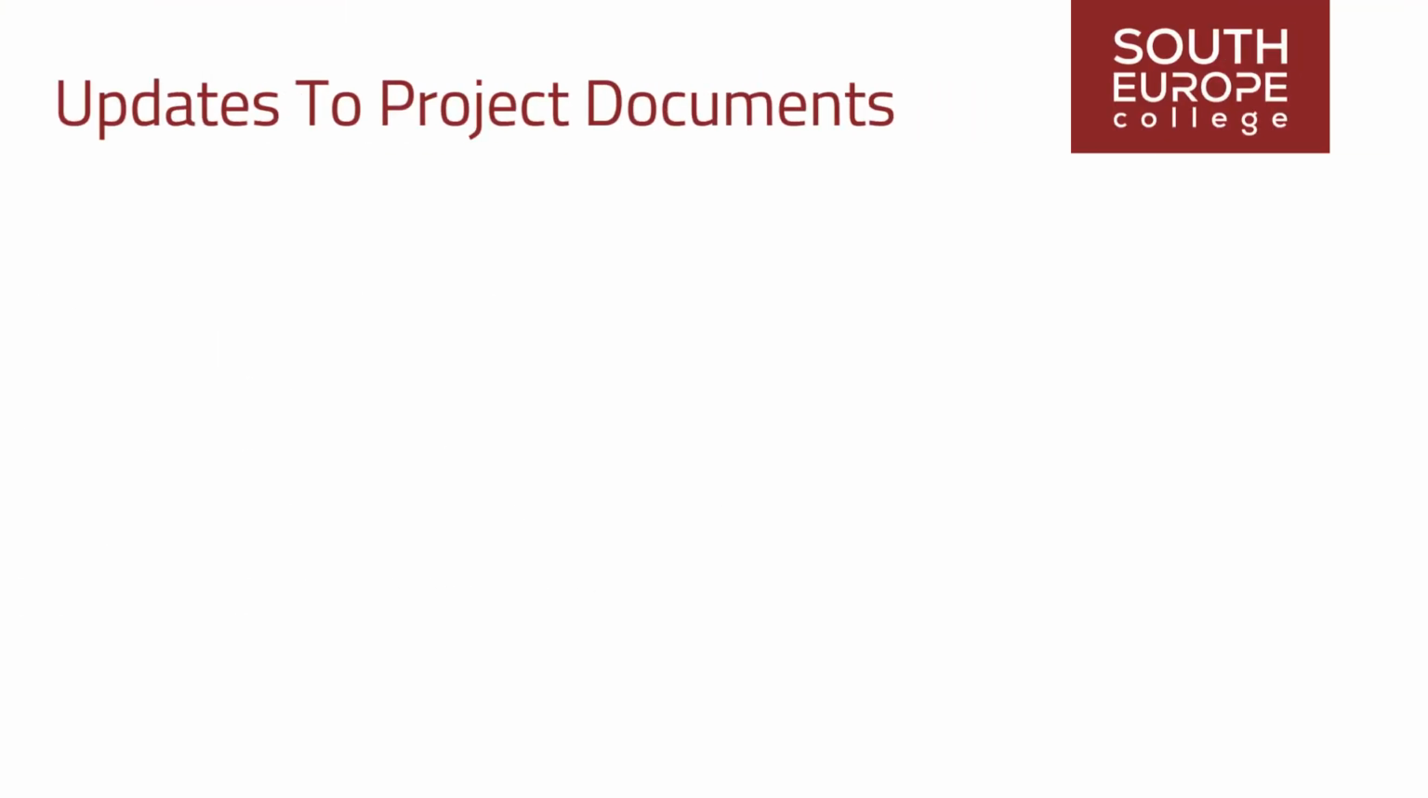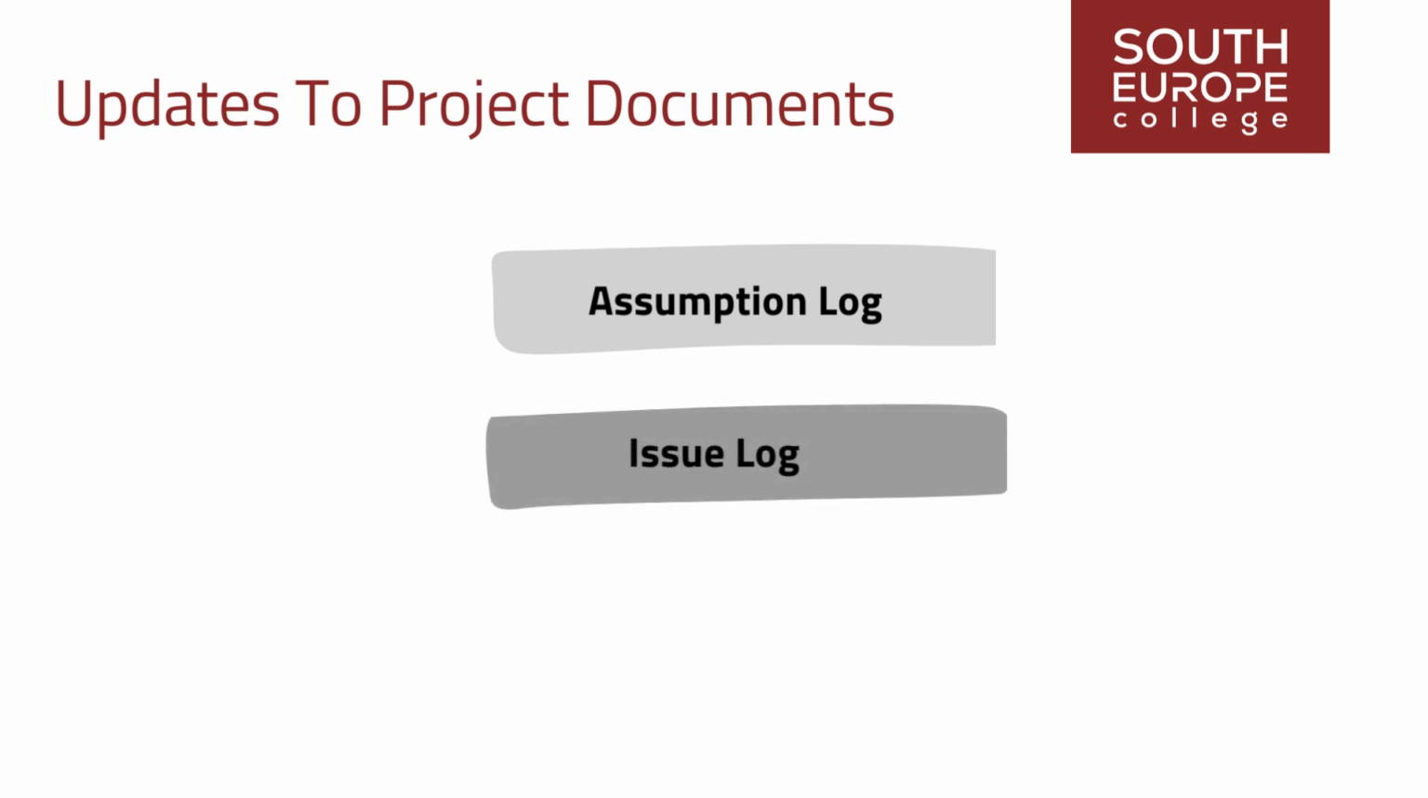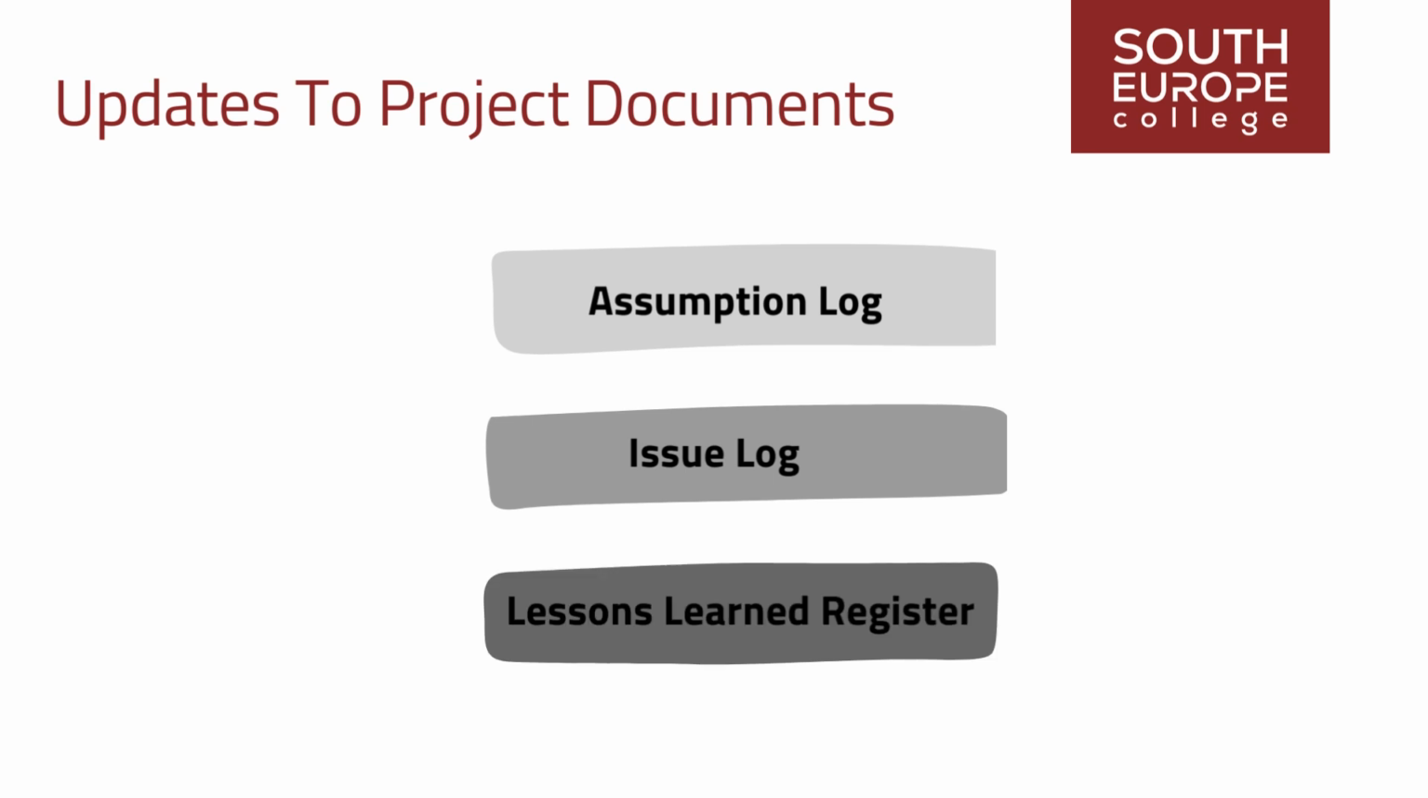This process may prompt updates to various project documents, including the assumption log. New assumptions and identified constraints arising from the Identify Risks process are recorded, ensuring the assumption log remains current. Issue log: the issue log is revised to document any newly identified issues or alterations to existing ones brought to light during the risk identification process. Lessons Learned Register: the Lessons Learned Register receives updates, incorporating insights into effective risk identification techniques.